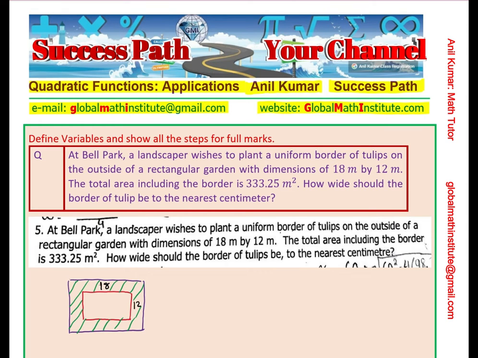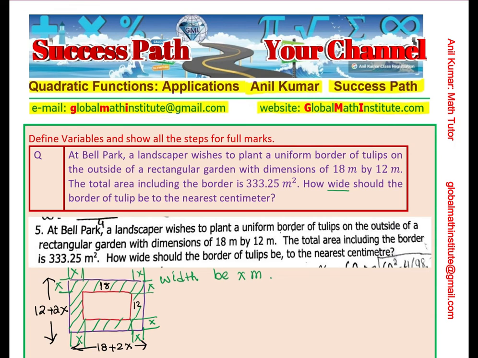Let the width of this border be x meters. First define your variables. Looking at this corner, we have x on this side, x on this side, and also x on these two sides. You can clearly see that the outside rectangle dimensions should be 18 plus 2x as the length and 12 plus 2x as the width. Is that clear to you? Once this diagram is clear, the question is not all that difficult.